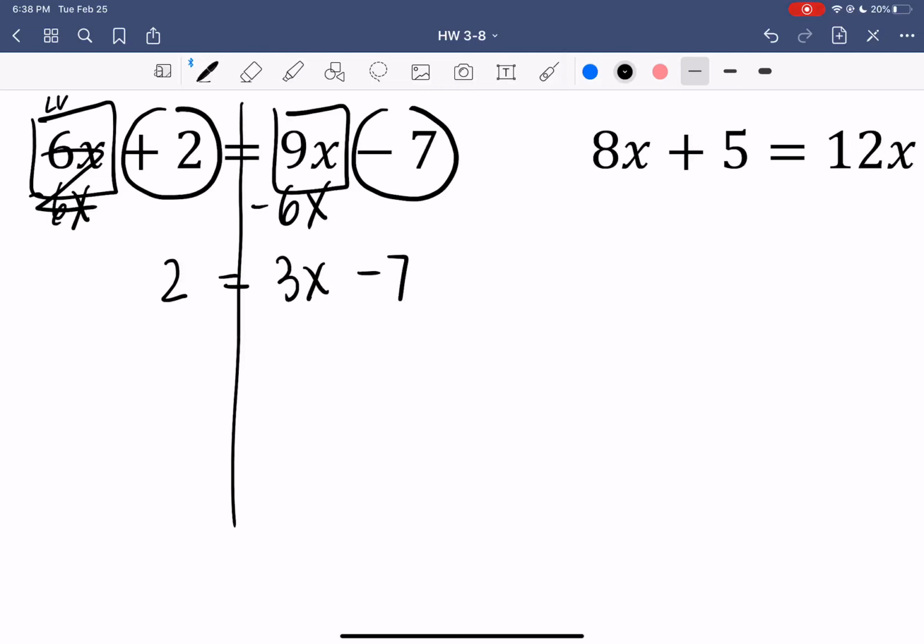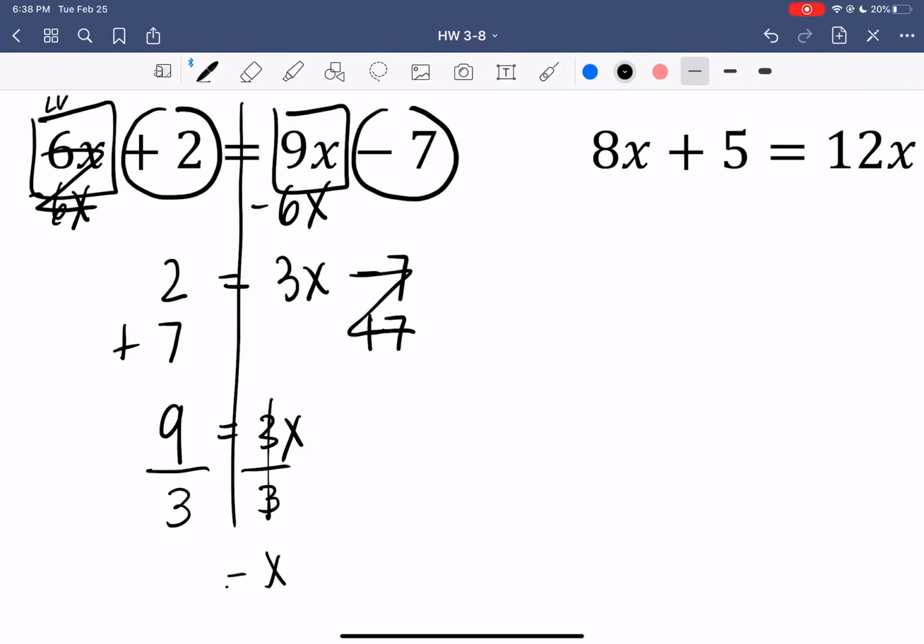So then I'm going to get my constants together. 2 plus 7 is 9 equals 3x. And then our last step is to divide. And this becomes 1, and we'll be left with x equals 3.